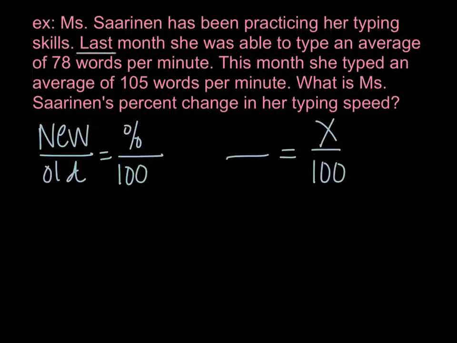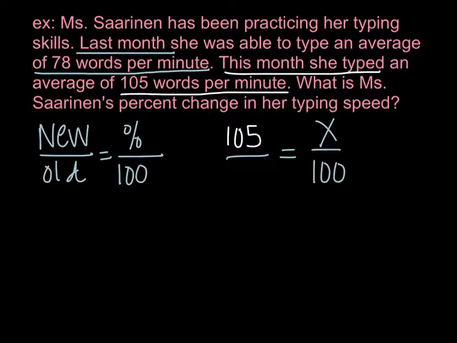It says last month, Miss Saarinen typed 78 words per minute. And then it says this month, she typed an average of 105 words per minute. So I've got a new number and I have an old number. My new number is going to be most current. So that's going to be the 105 words per minute. And the information from last month will be my old information, which is the 78.